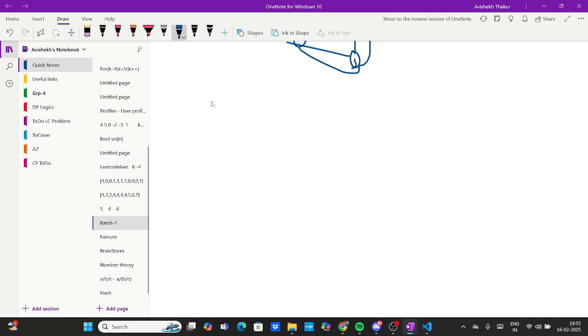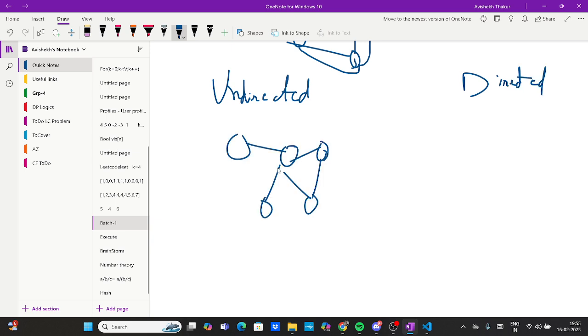Okay, so in graphs there are two categories. One is undirected, second is directed. Now what's an undirected graph? So let's say you have some graph. Okay, this is an undirected graph. Now why is it an undirected graph?